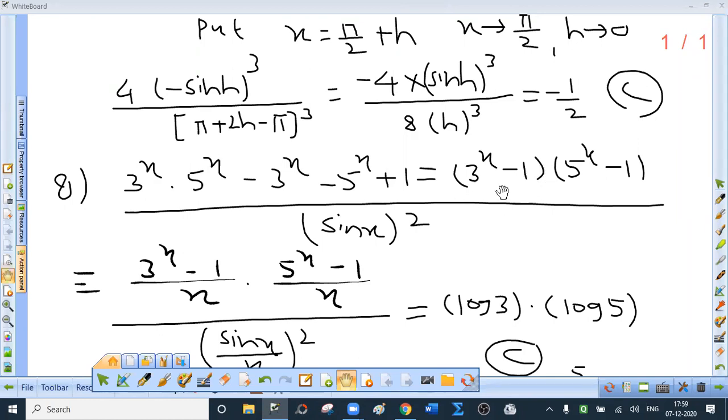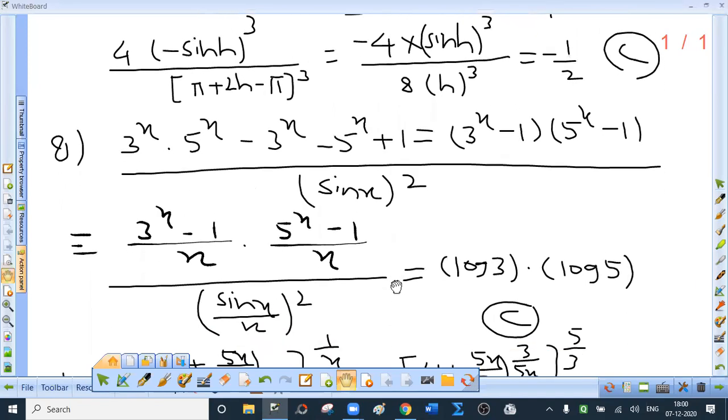Divide numerator and denominator by x square. 3 raised to x minus 1 upon x into 5 raised to x minus 1 upon x upon square of sin x by x. So this is log 3 into log 5 upon 1 square. That is log 3 into log 5. So correct option is C.